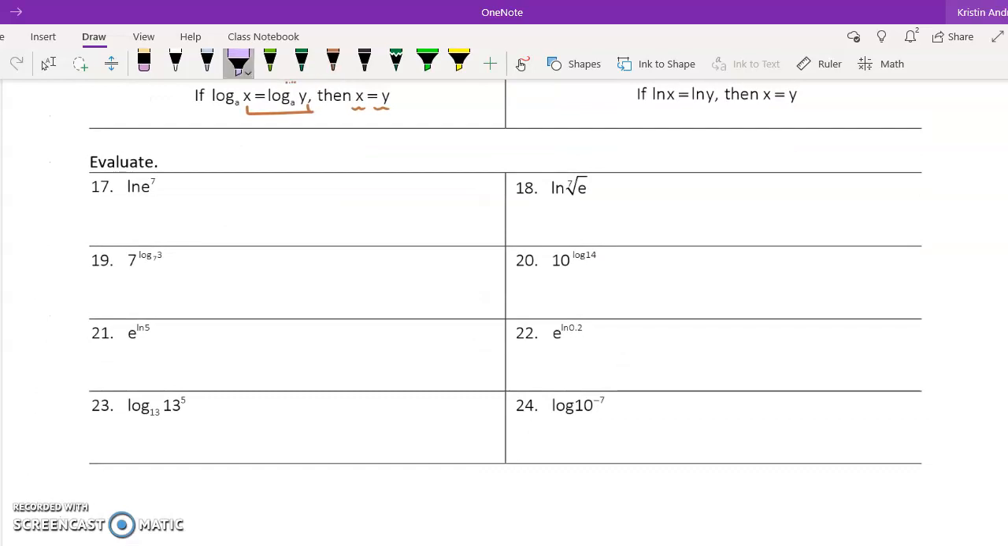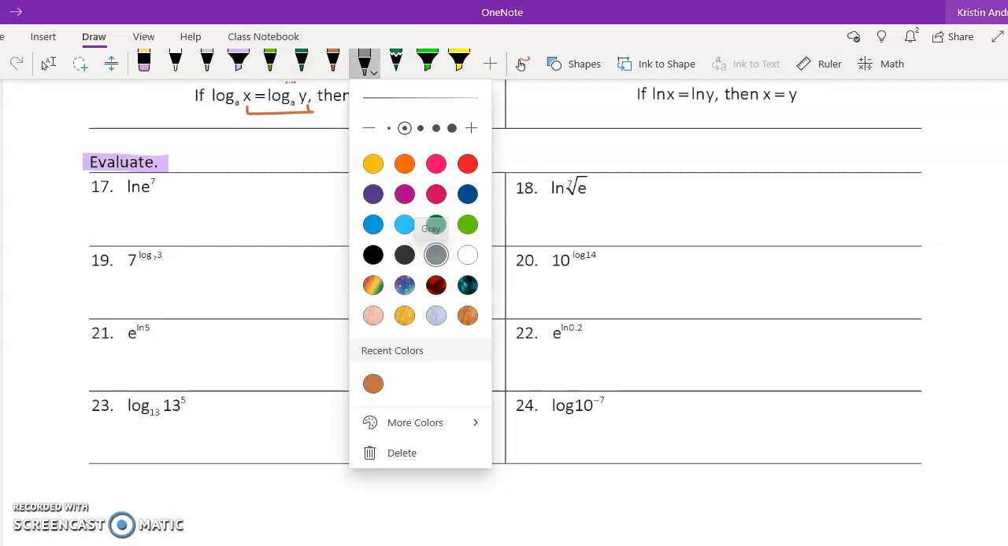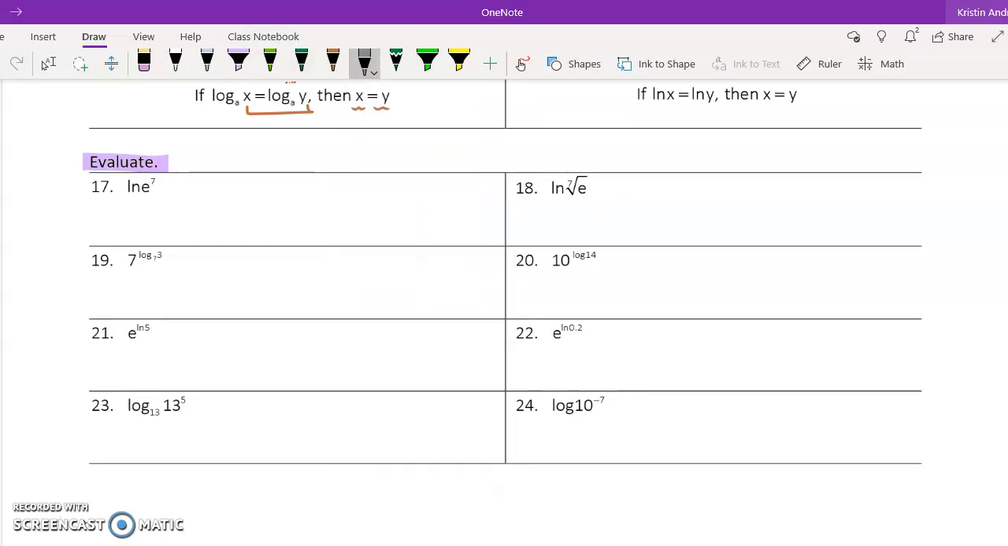When you guys see evaluate in the directions, you're looking for a numerical answer. So for 17, we have ln of e to the 7th. I know ln of e is going to be a 1, but right now it's got a 7 there. So when we have a power on any type of log, you're going to take that power and bump it up to the front. Make a power or an exponent become a coefficient.